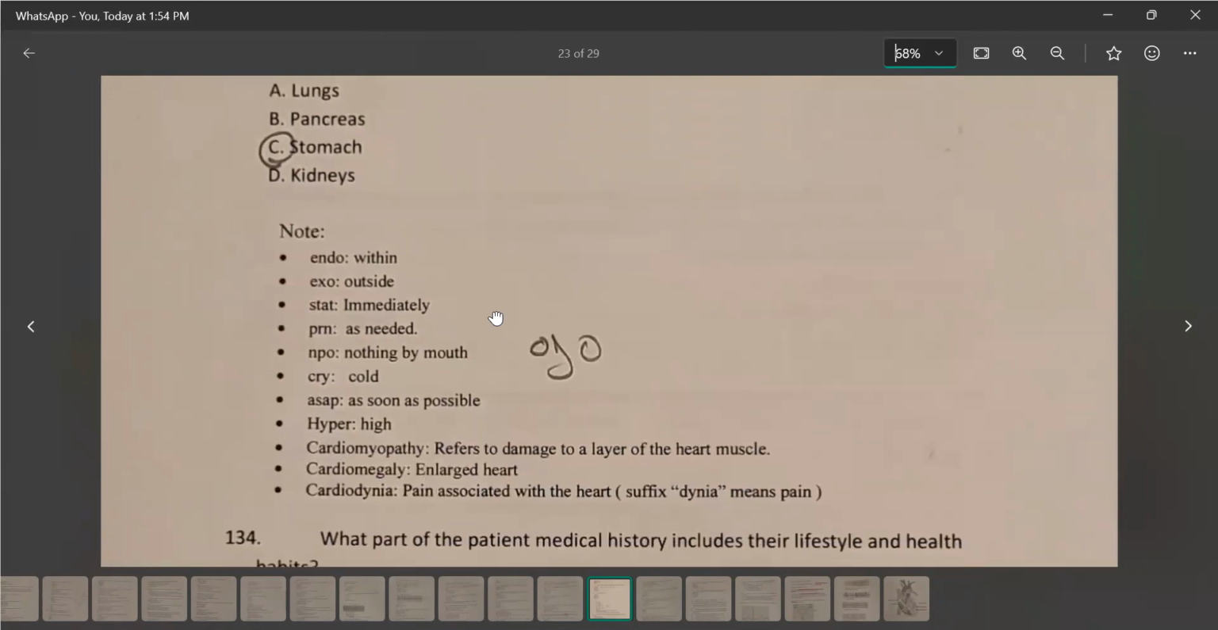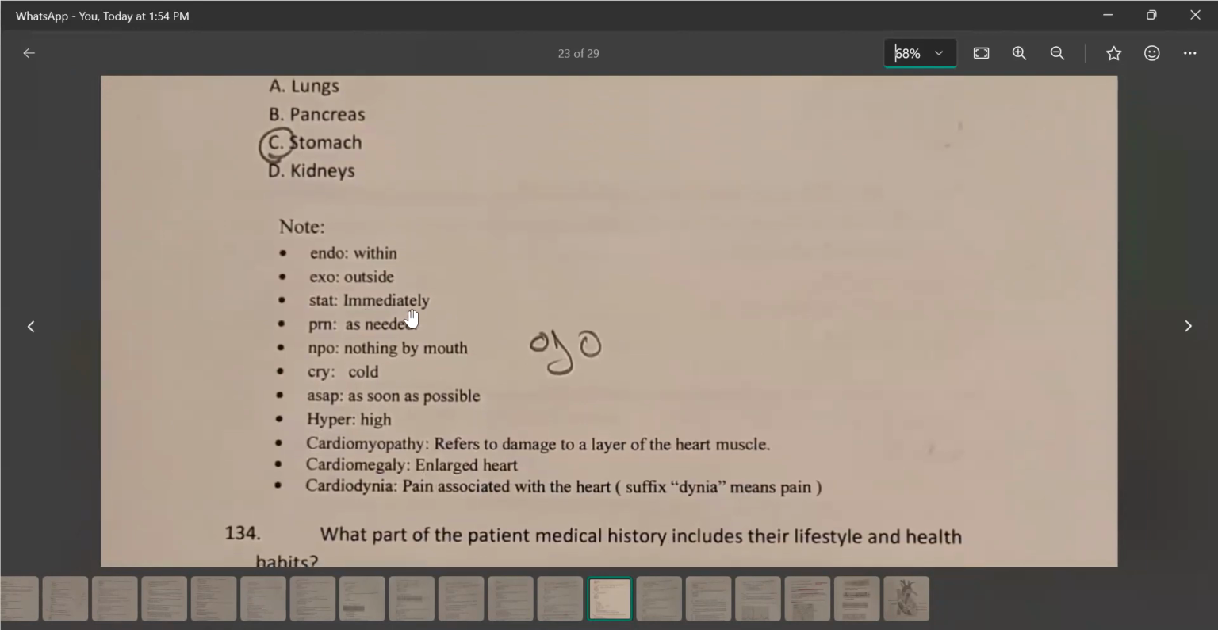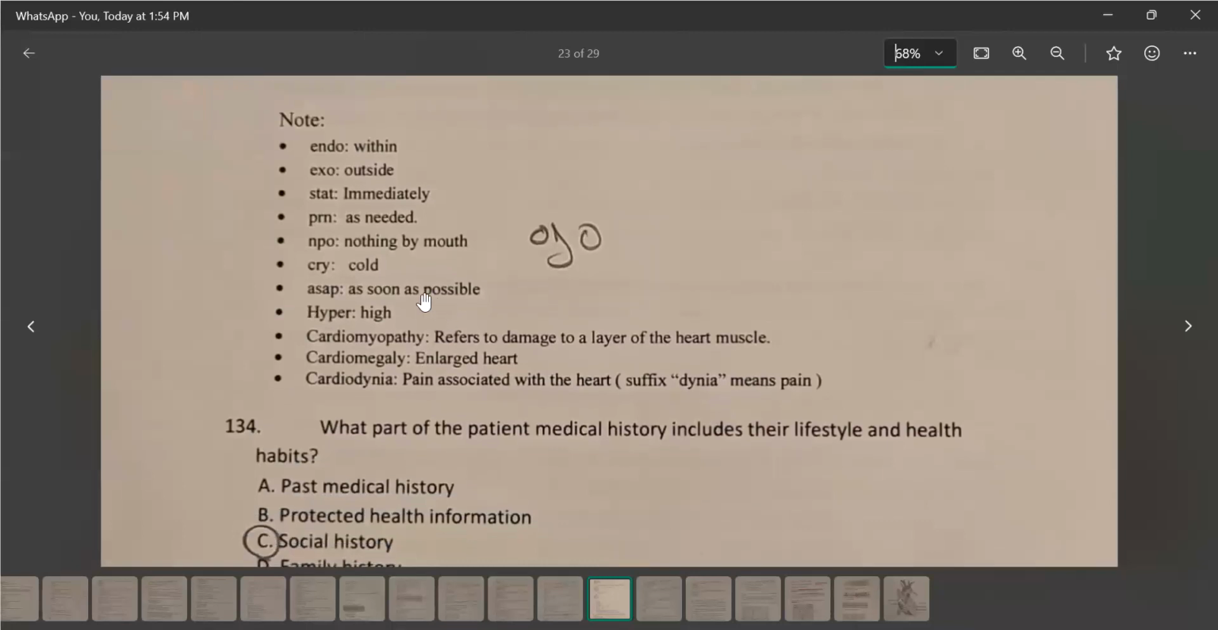Note: endo means within, exo means outside, stat means immediately, PRN means as needed, NPO means nothing by mouth, CRI means cry cold, ASAP means as soon as possible, hyper means high. Cardiomyopathy refers to damage to a layer of the heart muscle. Cardiomegaly is an enlarged heart. Cardiodynia is pain associated with the heart; the suffix -dynia means pain.